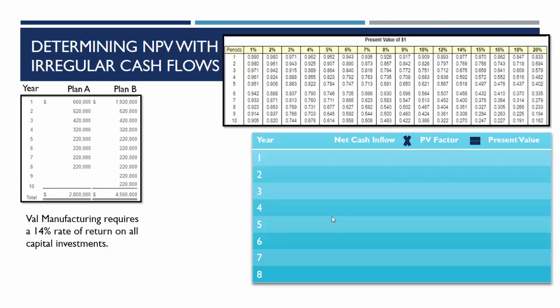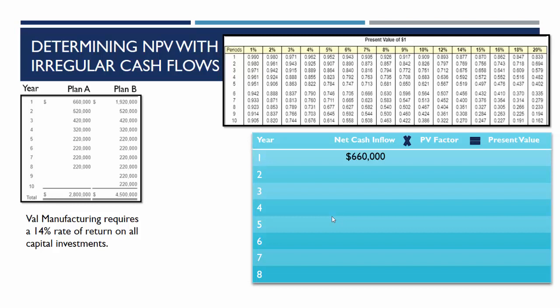Let's determine our net present value with irregular cash inflows. And for this, we can't use the present value of an annuity table, because an annuity, by definition, means that each period has to be the same exact amount of money. For something to be an annuity, you would have to get, say, $1 million a year for the next 10 years. That's an annuity. Because our cash flows are irregular, we can't use the present value of an annuity table, which means we're going to have to take the inflow from each period and multiply it by the respective present value of one factor for the amount of years it is in the future. So let's start with Plan A here.